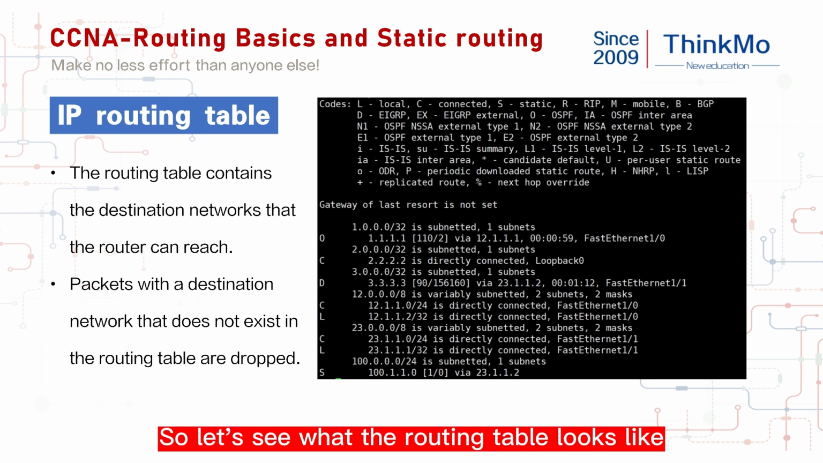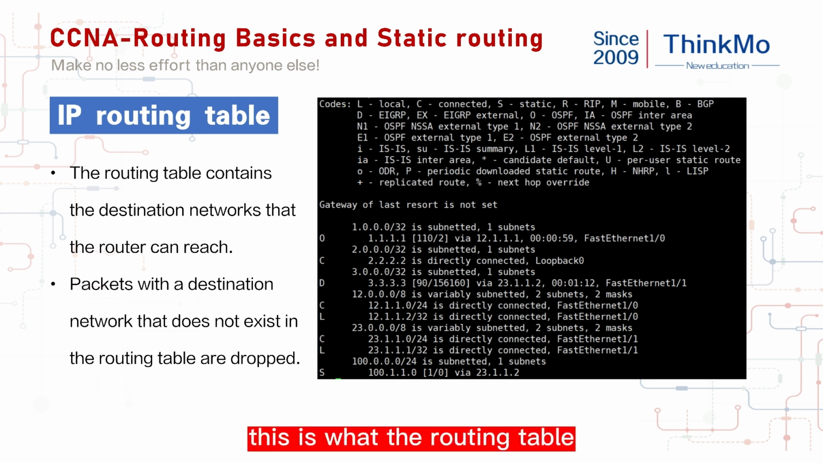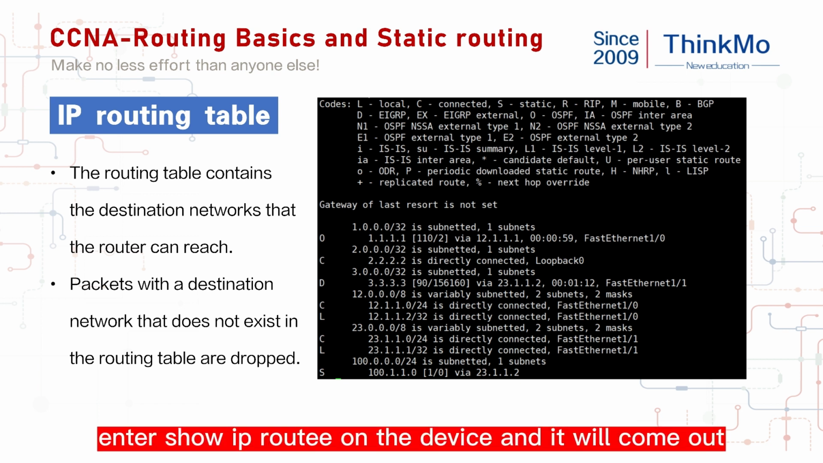So let's see what the routing table looks like. This is what the routing table looks like on a Cisco device. No need to check every time the routing table is displayed. For this, enter show ip route on the device and it will come out.